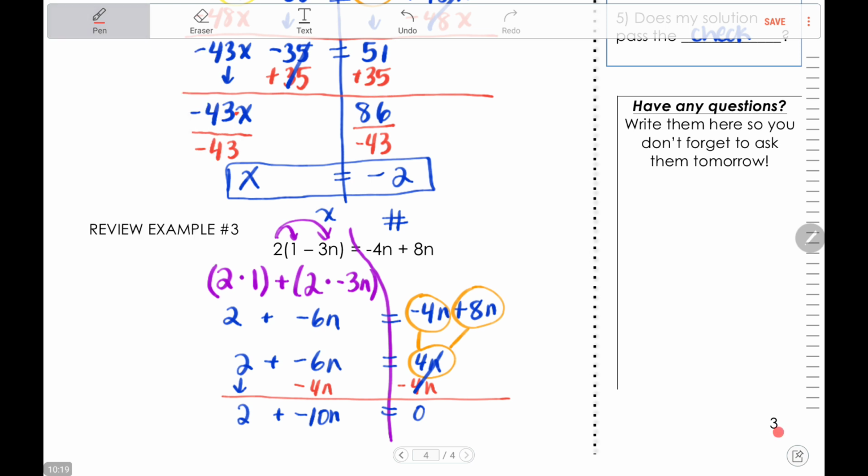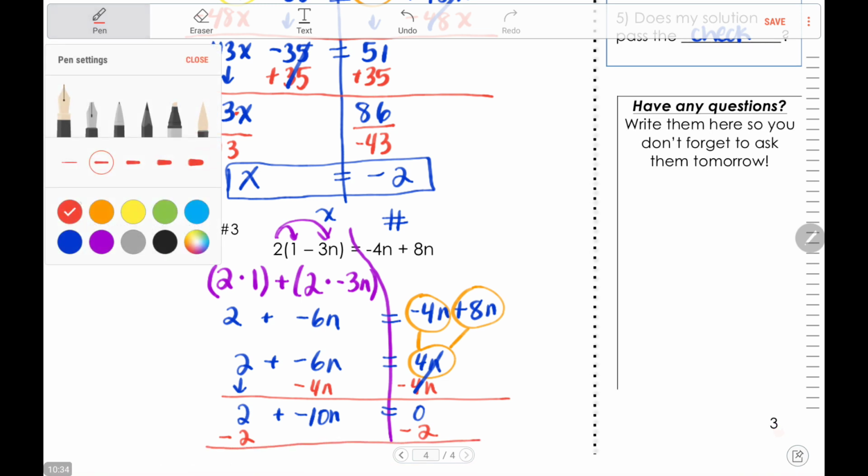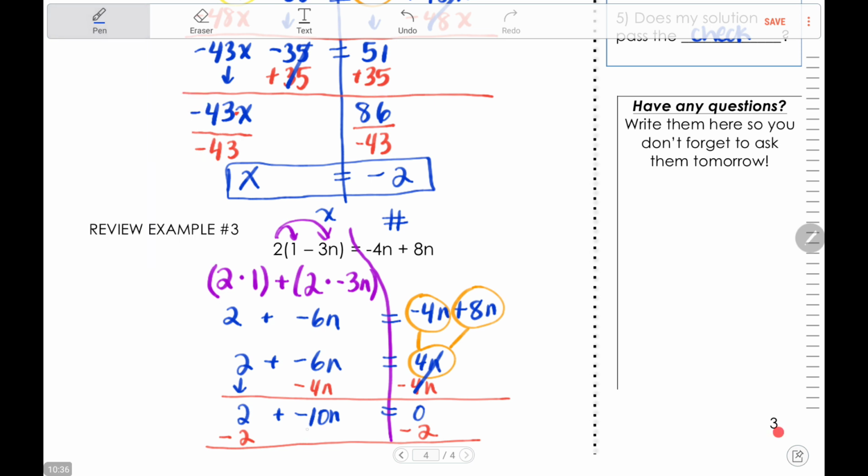Okay, next, all of our variable terms are on the left. Now let's move all of our constants on the right. Well, this 2 doesn't belong, so I'm going to subtract the 2 out. And now I'm going to get, let me see if I have any space. Don't really have space. Now I have, this cancels out. Negative 10n is equal to negative 2. Uh-oh. I'm running out of space, so I'm going to write it over here. I have negative 10n is equal to negative 2.